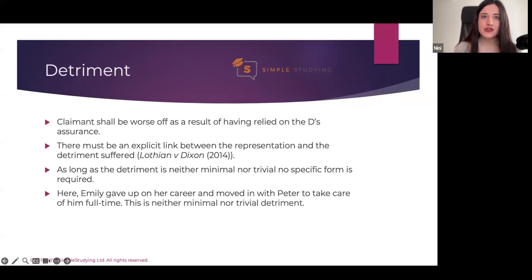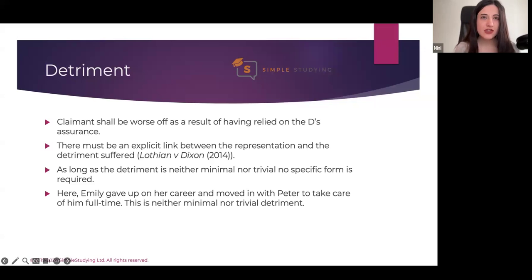And finally, the detriment must be shown. So the detriment is basically, has the claimant been worse off as a result of having relied on the defendant's assurance? What she did here was she gave up on her career, and that's a detriment. There must be an explicit link between the representation and the detriment suffered.